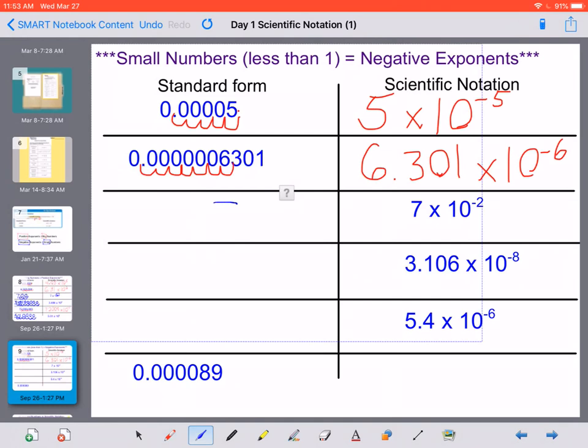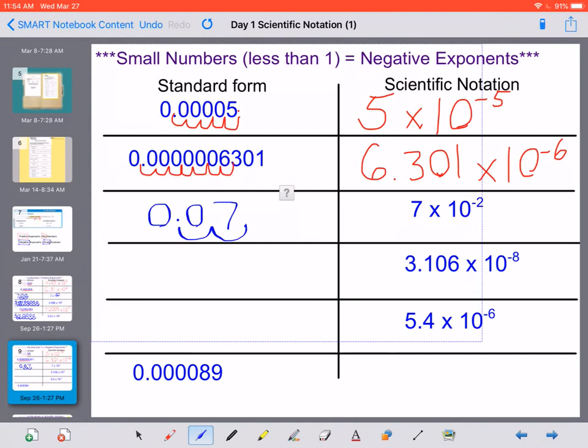This time I'm going to write a 7, but now it has a negative 2. So what we need to do is imagine there's a decimal point behind the 7. But now if it's a negative 2, we're going backwards. So 1, 2. I'm going to fill the empty spaces with 0. And we get 0.07.